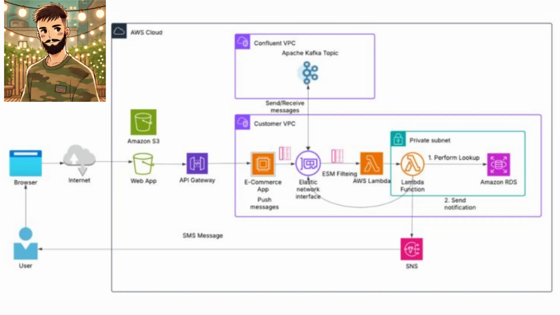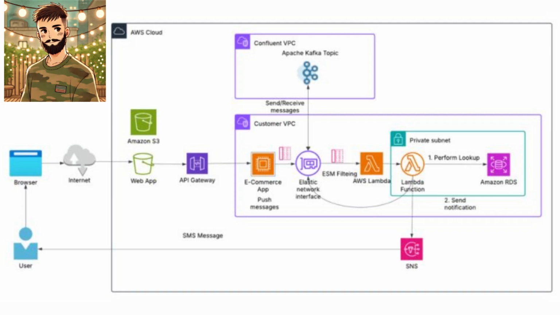E-commerce app. This is the back-end application that handles e-commerce-related logic. It pushes messages to the next component. Elastic Network Interface, ENI, and ESM filtering. The ENI is a networking component in AWS. ESM filtering suggests some sort of message filtering or transformation happening here.